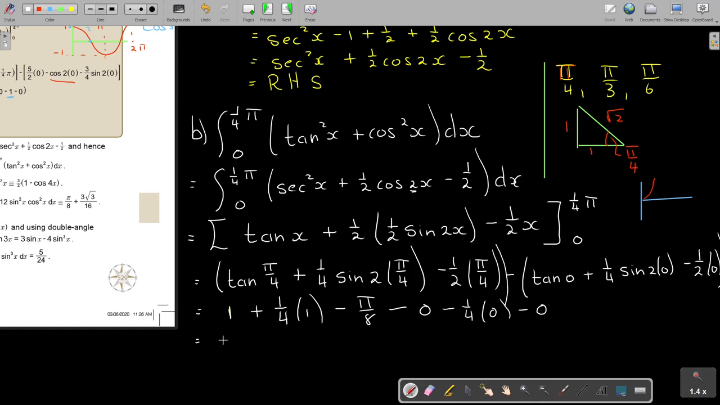is just going to be 1 and a quarter, or 5 over 4, minus pi over 8. Or minus 1 over 8 pi. Doesn't matter. Okay, so I'm just writing here. Then 5 over 4 minus 1 over 8 pi. That is meaning exactly the same. And that's how you do number 1.